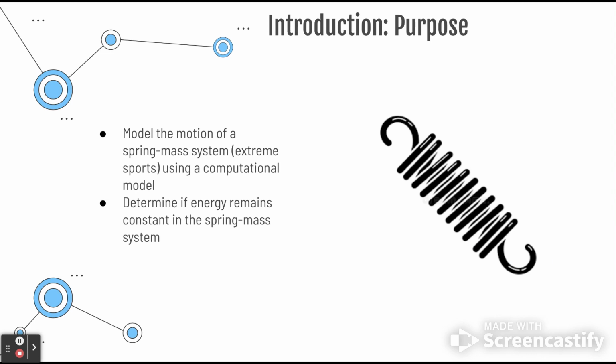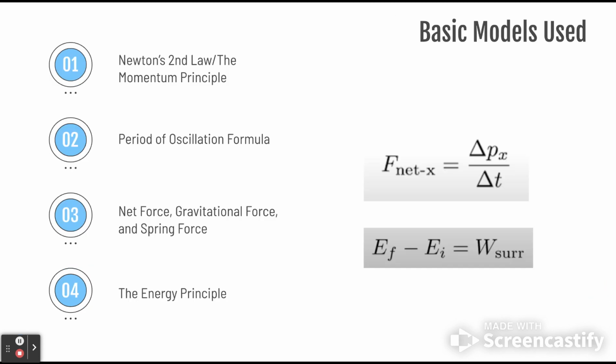So, a quick introduction. The purpose of this lab is to model the motion of a spring mass system using a computational model, and then we will determine if energy remains constant in the spring mass system. So, we will use Newton's second law, the momentum principle, the period of oscillation formula, and the net force, gravitational force, and spring force. And we will also use the energy principle, and you can see those off to the side.